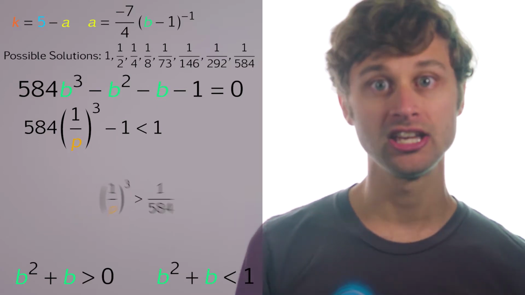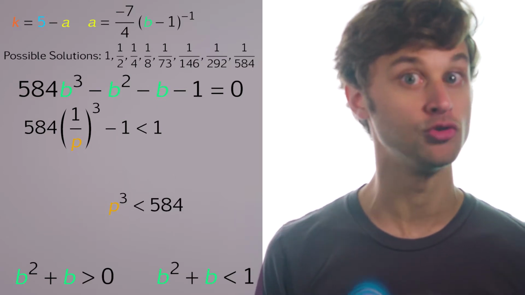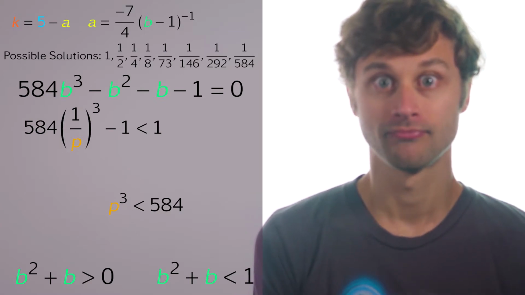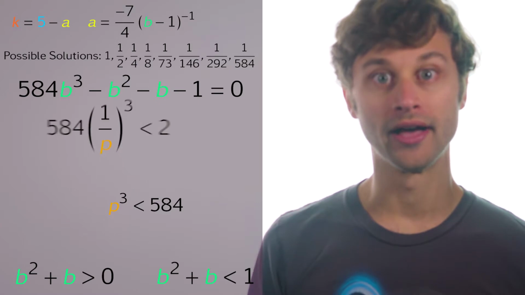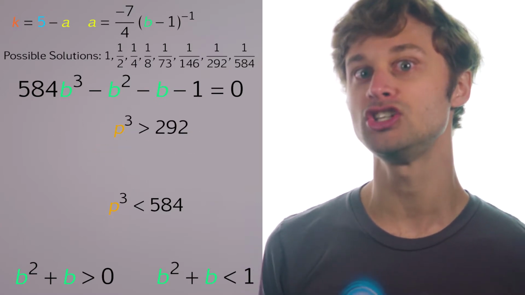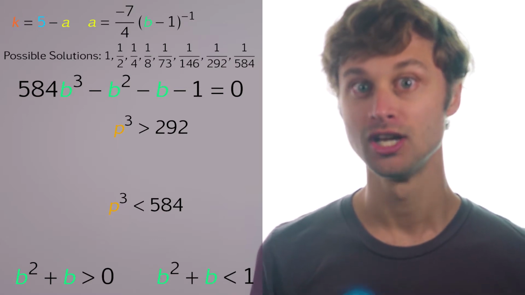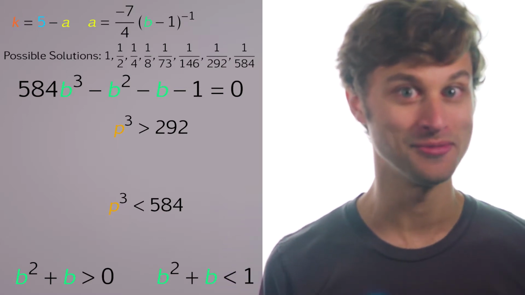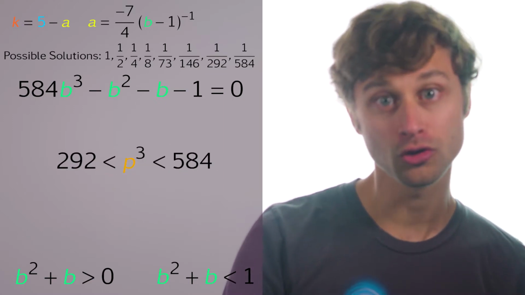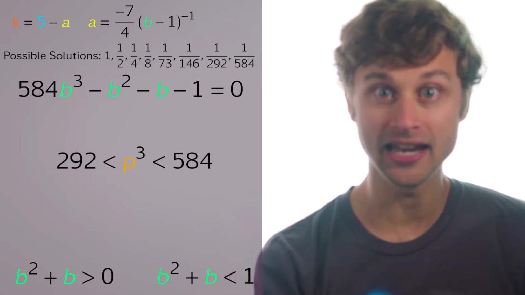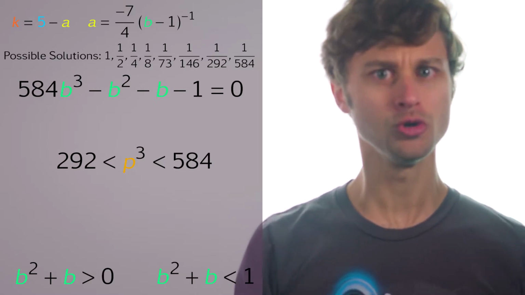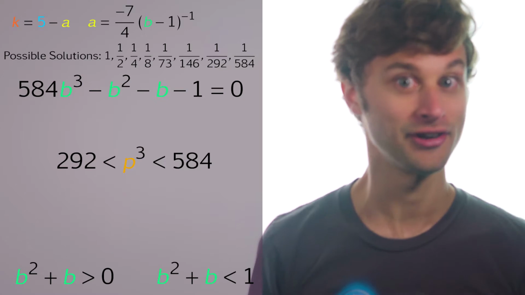Doing some algebraic manipulation, I find that 584 must be greater than p cubed. That's our upper bound for p cubed. What about our lower bound for p cubed? Well, doing some more algebraic manipulation with this other inequality, we get that 292 must be less than p cubed. So our lower bound for p cubed is 292. Okay, so let's go back to those factors, and particularly those p values, which remember are the denominators of each of those factors, and see which ones have cubes that are between 292 and 584.